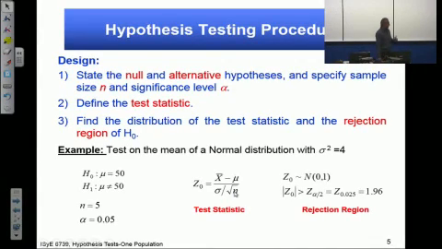In this case, for example, if we want to test mu is equal to 50 or not, then our test statistic is basically... I don't know why it's not working. Our test statistics is Z naught or a standard.